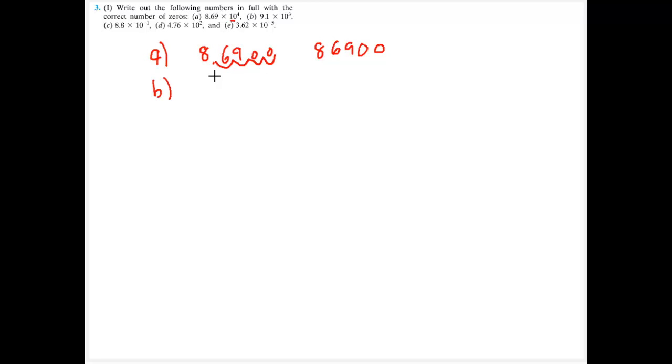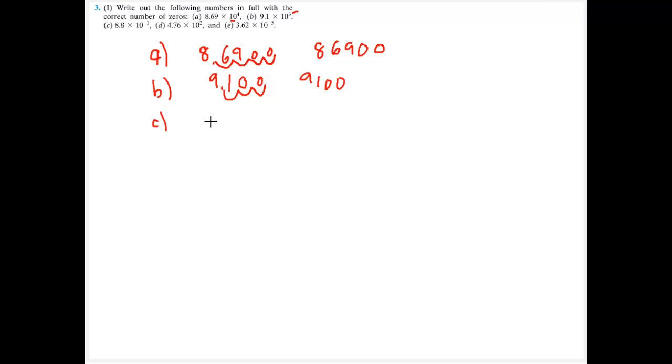For B, it's going to be much the same. 9.1 times 10 to the third. I'm going to move the decimal place 3 times here. 1, 2, 3. So I put a 0, I put a 0. I'll write that as 9100.